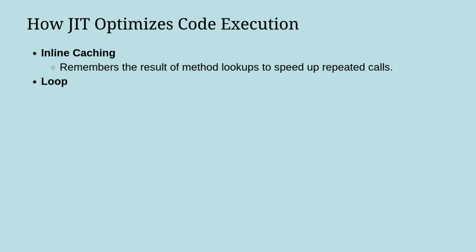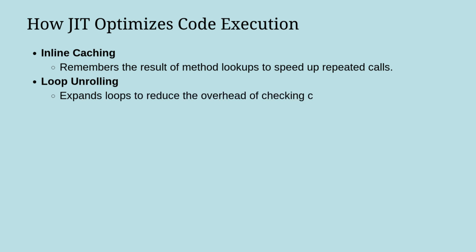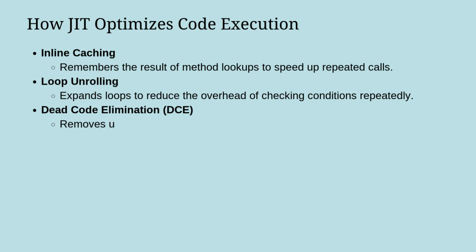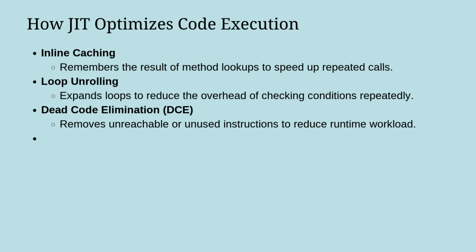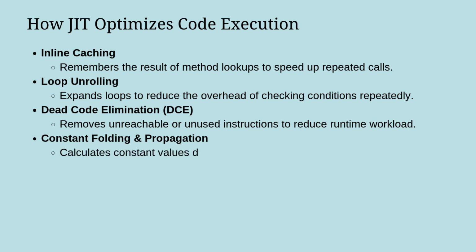Then there is loop unrolling. Normally, loops check a condition every time they run. JIT expands the loop into repeated code blocks so it does not need to check that condition every time, which saves time. Then we have dead code elimination, which removes code that's never going to run, like an if statement with a condition that is always false. This makes the final code smaller and faster. With constant folding and propagation, if you have calculations using constants like 2 plus 3, JIT solves it while compiling and replaces it with 5, so it does not waste time doing that later.